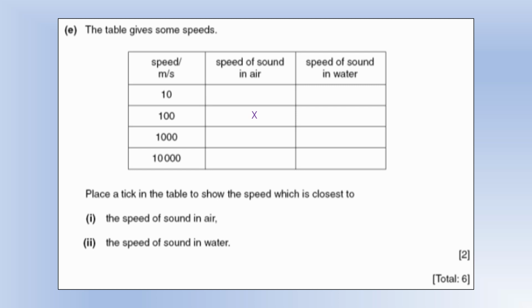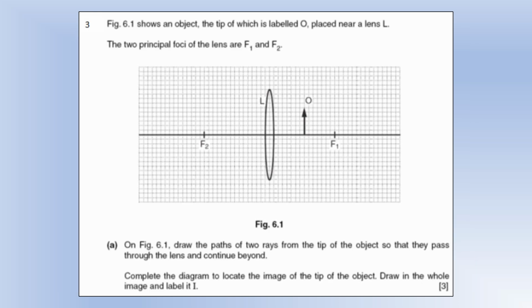Speed of sound in water: sound waves, which are longitudinal waves, travel better the higher the density of the medium. So water is much more dense than air, so we get a step up in the speed, and then if we move into a solid, it gets even faster than that. So I think it gets up to about 5,000 in a solid, so we'd probably go closer to 10,000 there for a solid.